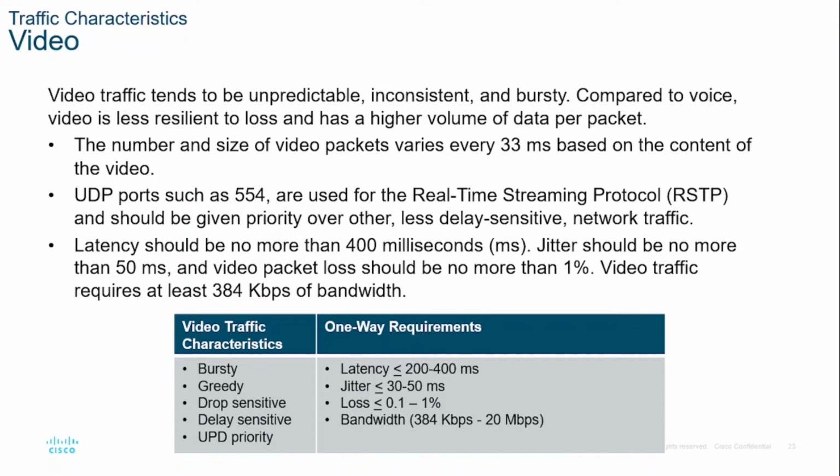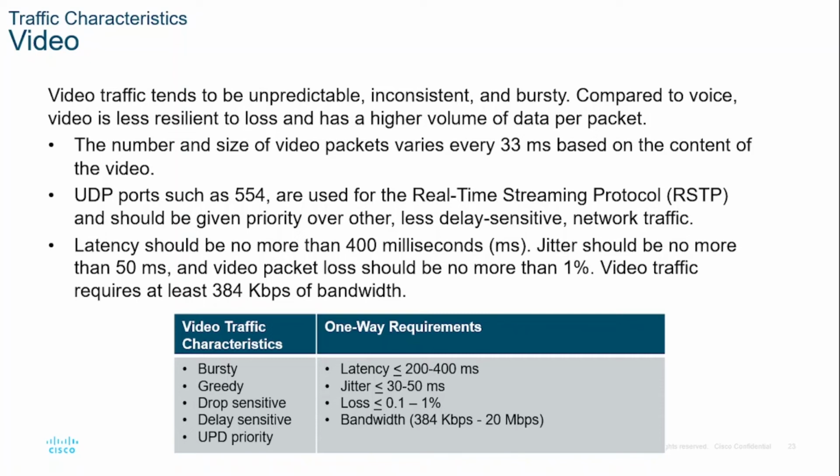Latency should be no more than 400 milliseconds. Jitter should be no more than 50 milliseconds, and video packet loss should be no more than 1%. Video traffic requires at least 384 kbps of bandwidth. The table gives a summary of video traffic characteristics and requirements.